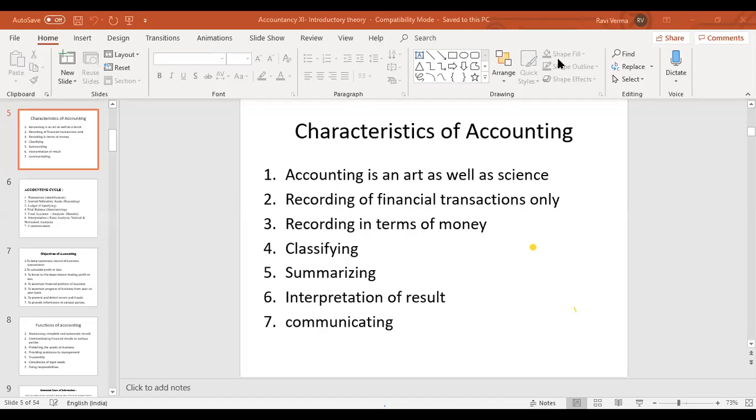Okay, so we have got some more doubts, so you can always write it in the chat box, or probably you can ask your doubt by unmuting yourself, right? So okay, the next thing that we are going to start today is characteristics of accounting. The first point is accounting is an art as well as science.